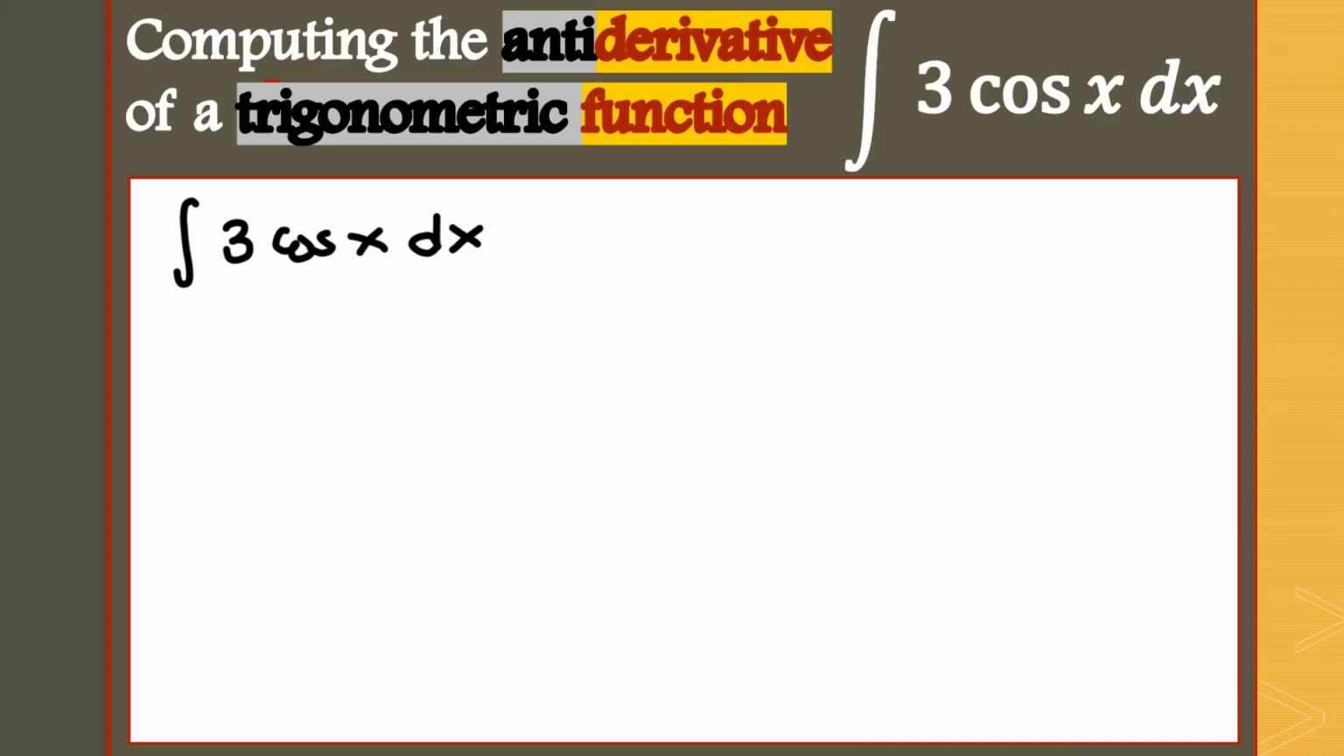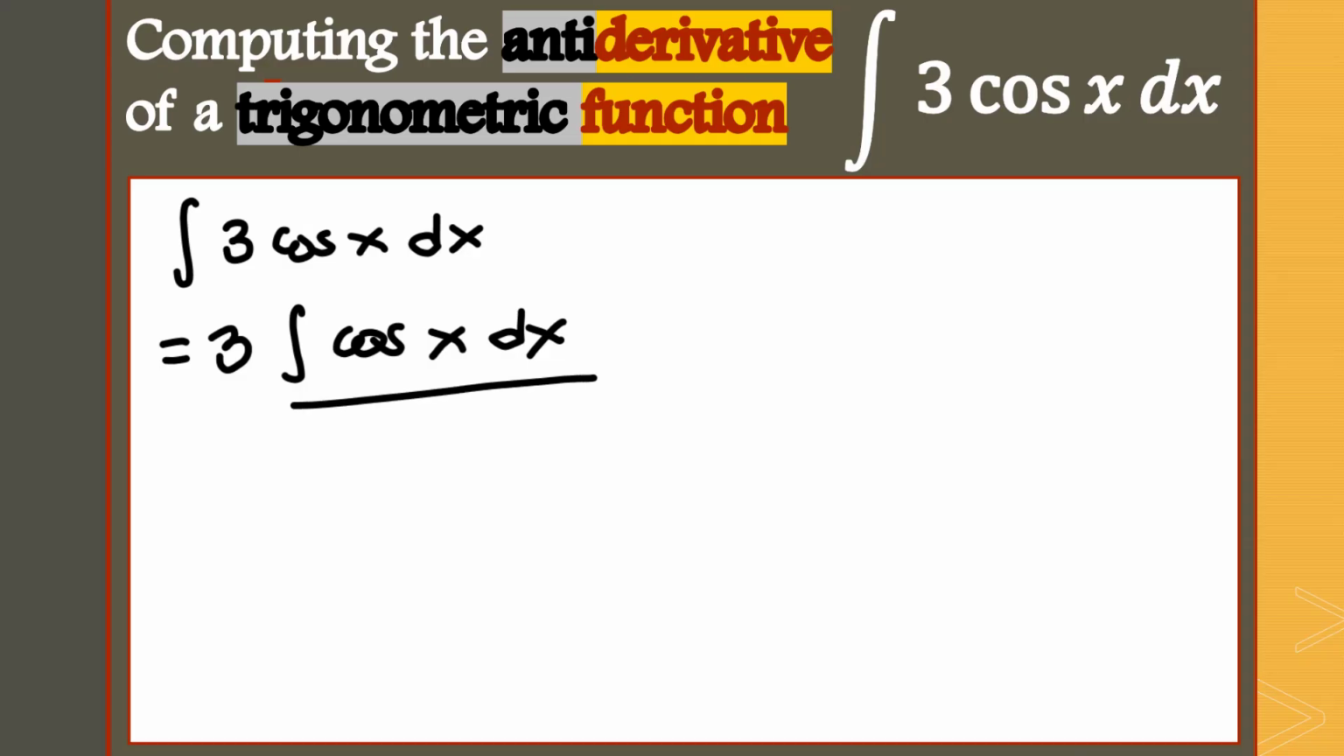Let's not forget that the 3 here is actually a constant. So by the rule of constant multiple, you can of course always move that out. You have your 3 and you have your integral of cosine x dx. Now that we have taken that out, what we have here is the basic form of the integral or the antiderivative of cosine x dx.